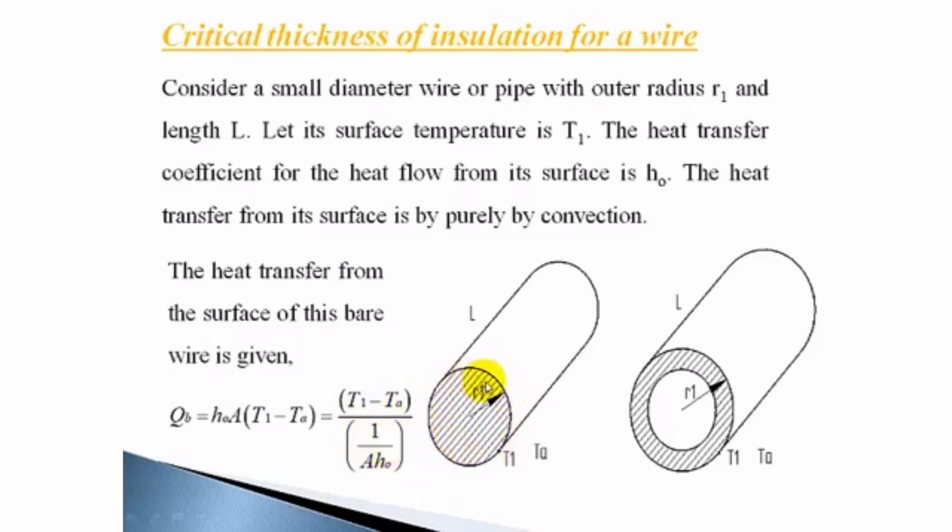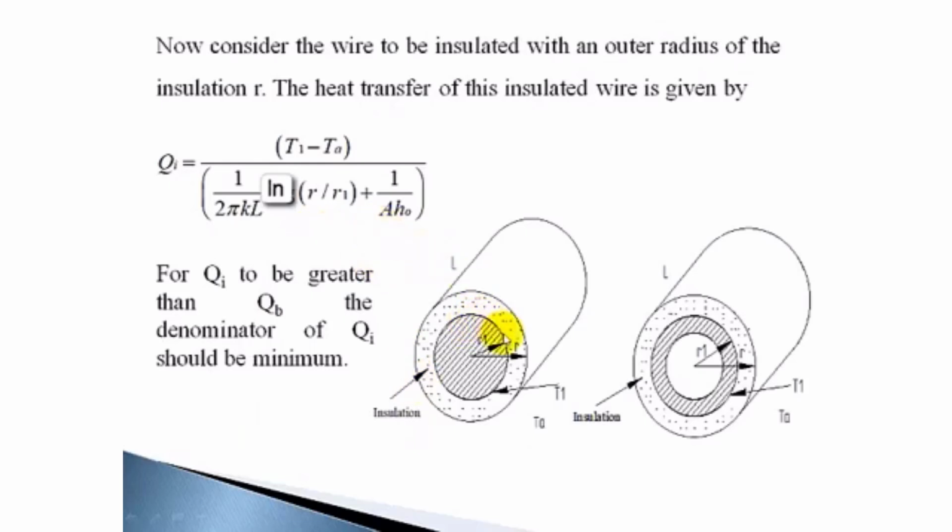In case of a bare wire, or bare hollow cylinder, the convection resistance is 1 by h naught. But in case of an insulated wire, one term is added: conduction resistance is added, but there is a decrease in convection resistance because of the increased convection area. The area of the outer surface has increased, so the convection resistance has decreased. Now this is the heat transfer from the insulated wire.